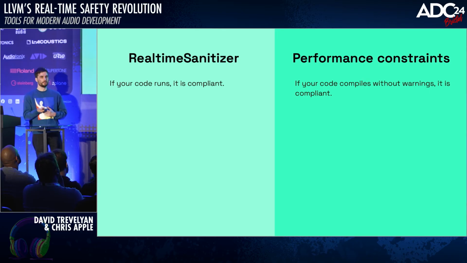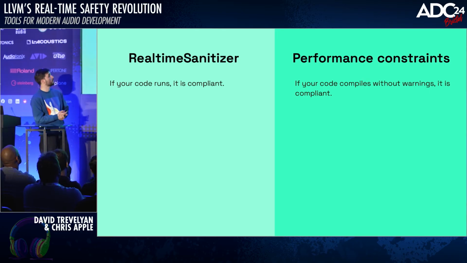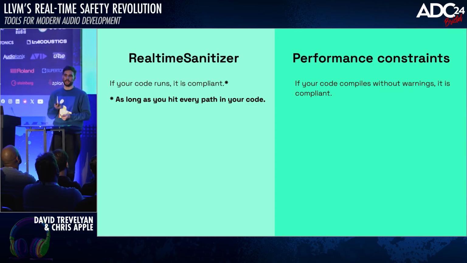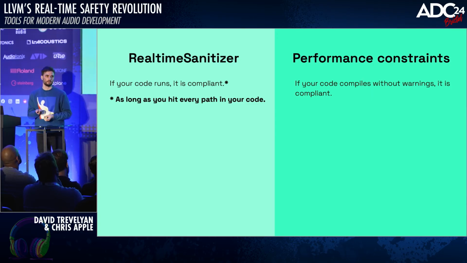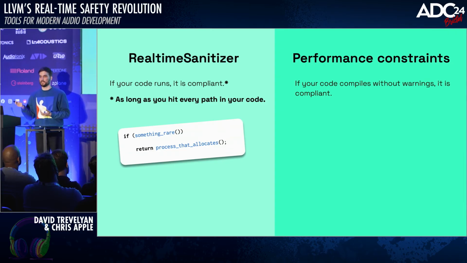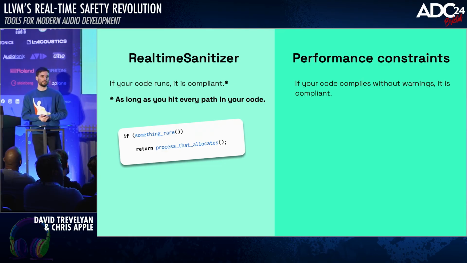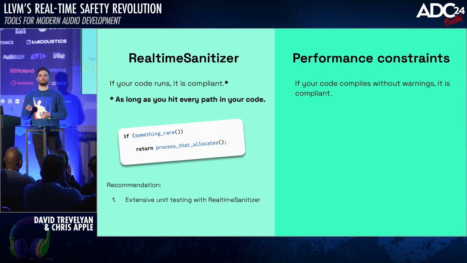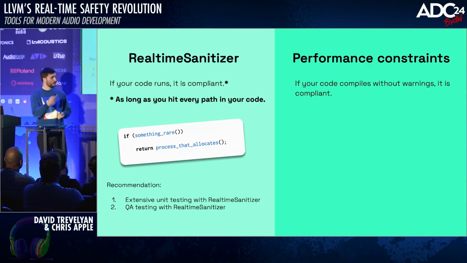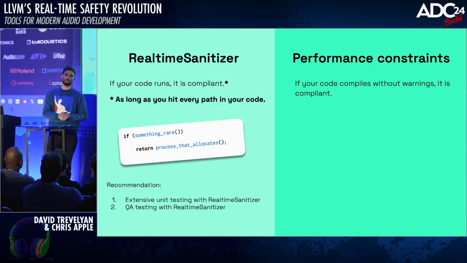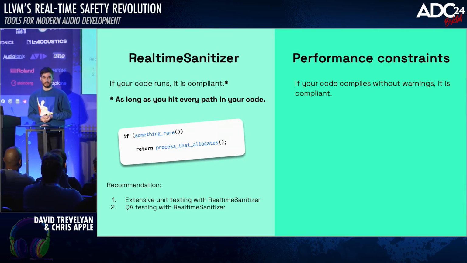But really, of course, there are caveats to this. What is it on the RealtimeSanitizer side? This is only true if you actually hit every path in your code. If we have a situation like this where you have some allocation happening, but only in very rare circumstances, then there's very little chance RealtimeSanitizer is going to pick up on that. So what's the recommendation here? The recommendation is good unit testing with RealtimeSanitizer enabled. Try to hit every path in your code. And we're going to see in a future section that the runtime cost of RealtimeSanitizer is actually very low. So we recommend doing your QA builds with this sanitizer enabled and testing with that as well.